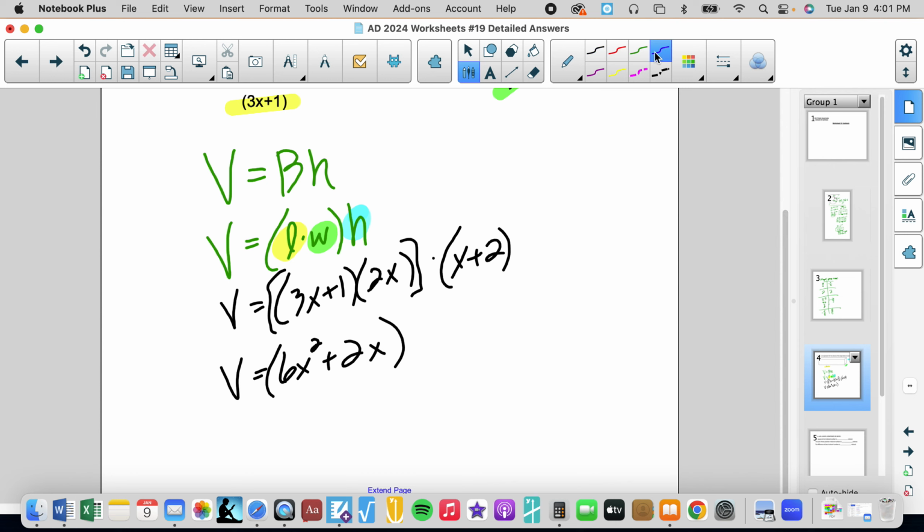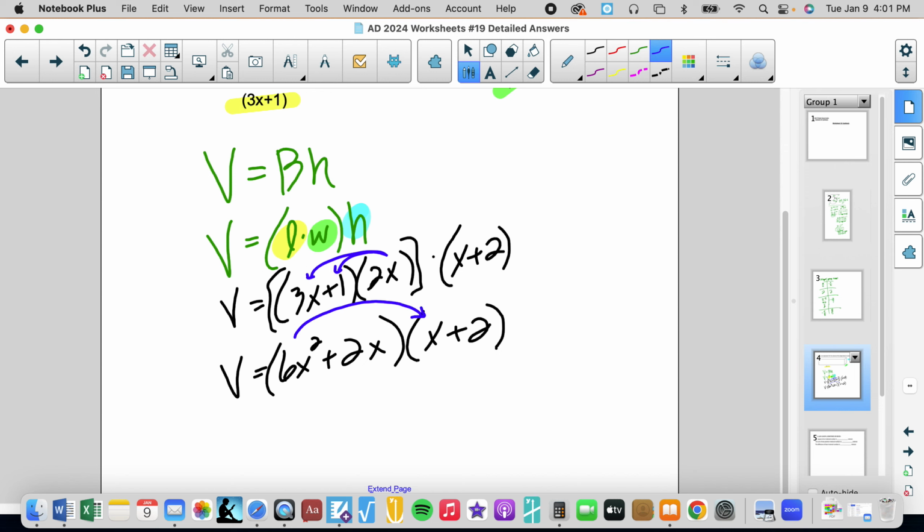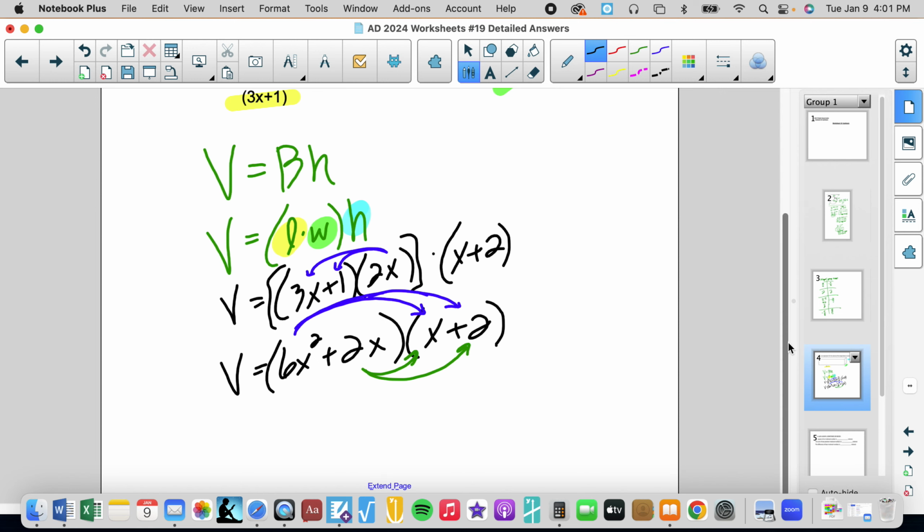And all I did was distribute: 2x times 3x is 6x squared, and 2x times 1 is 2x. Now we're going to multiply this by x plus 2. We're going to have to double distribute, or what we call FOIL: first, outer, inner, last. So I will do that relatively fast.